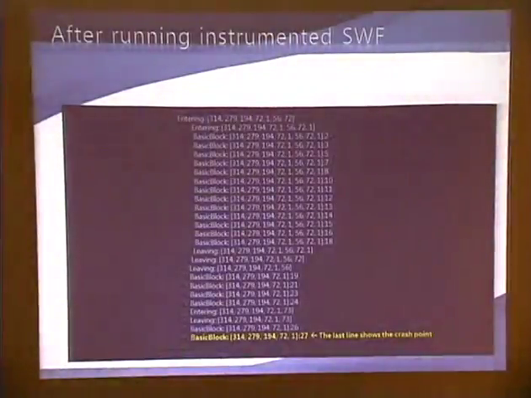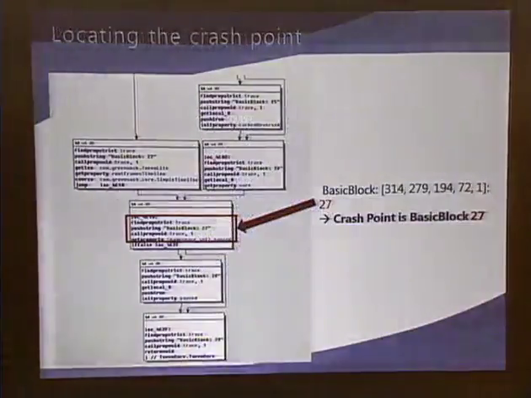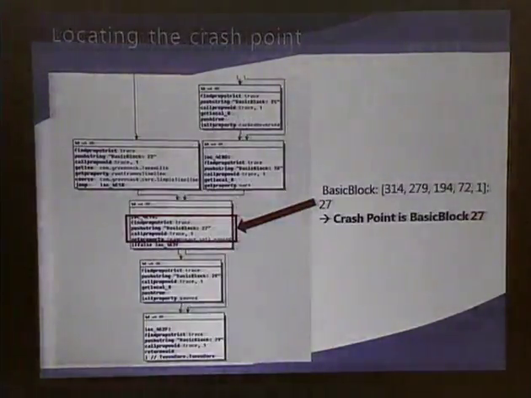So this is the last part of that generated debug log. If you look at the last line, the last line shows the point where the crash was happening. To interpret those numbers, it will show the basic block and 314.279, some numbers, and there is a 27. And 27 means basic block 27. And you can exactly pinpoint where the crash is happening here. So basic block 27. And how about all these other numbers?